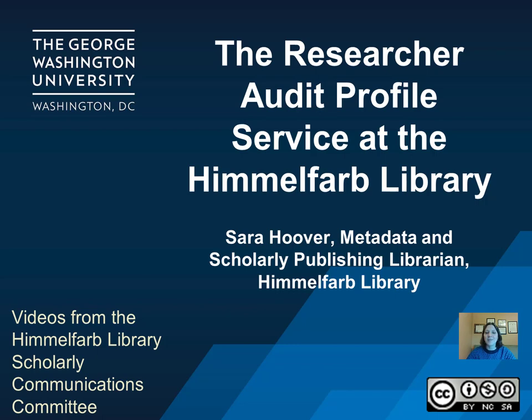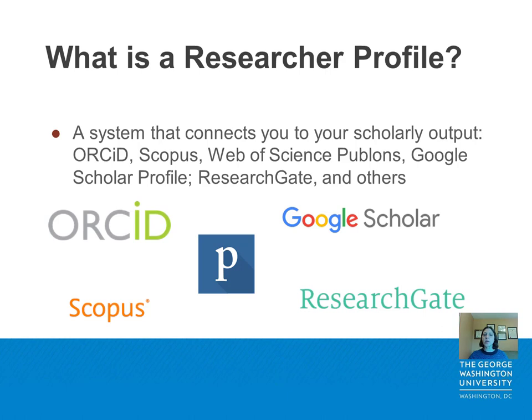Let's get started. So what is a researcher profile? A researcher profile is simply a system or database that connects you to your scholarly research output. Research output can include things like journal articles, conference posters, presentations, peer review activity, and more. Some of the most common systems include ORCiD, Publons, Scopus, Google Scholar, ResearchGate, and others.